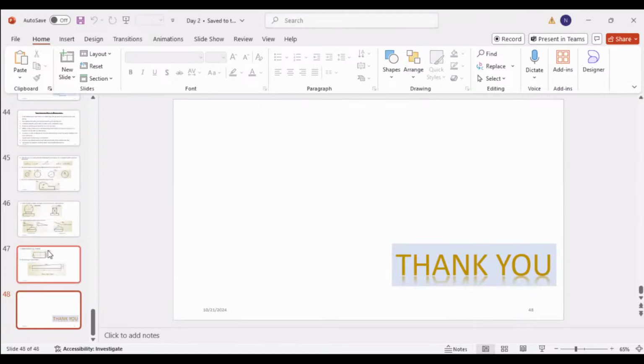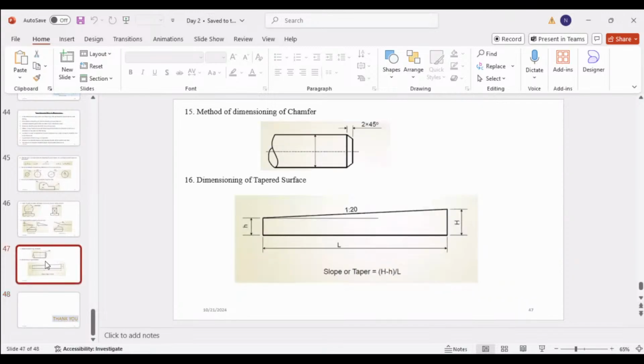One student has asked for an explanation for the last slide. So here in a chamfer, it is an angled one with an angle. So here you have to mention the angle. And 2 into 45 degrees means from both sides it has a 45 degree angle.